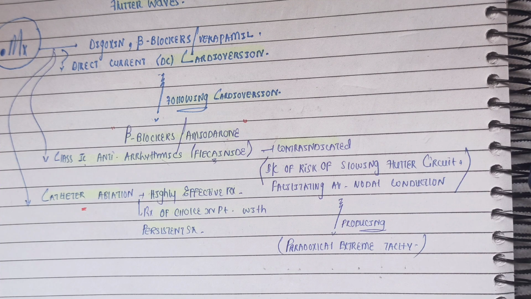if the patient is unresponsive, go with the DC cardioversion. And following the DC cardioversion, you have to give the patient beta blockers or antiarrhythmics like amiodarone. But class 1C antiarrhythmics like flecainide are contraindicated. The most effective treatment is the catheter ablation, right? This is all about the atrial flutters.